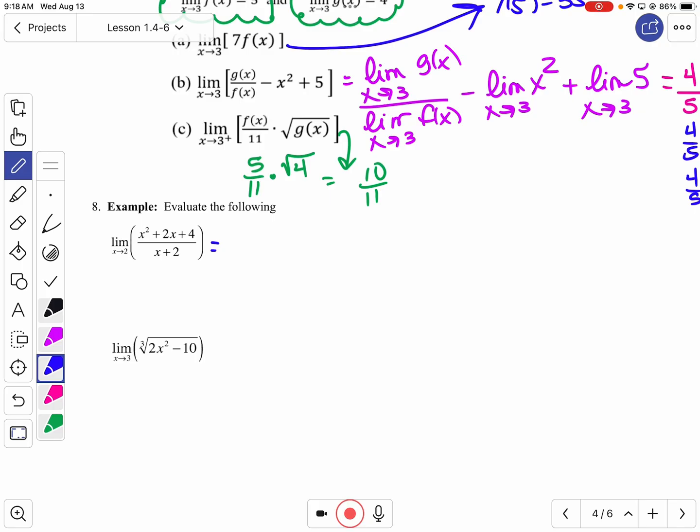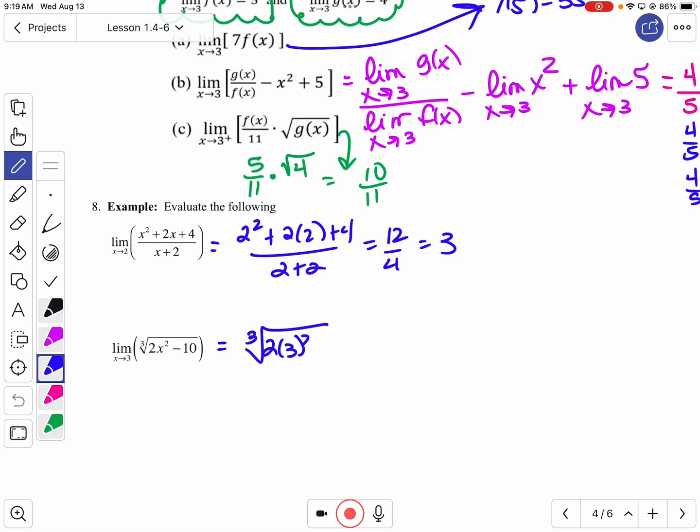All right, so on the first one, we're just going to plug in the 2. All right, direct substitution. So 2 squared plus 2 times 2 plus 4 over 2 plus 2 should give me 12 over 4, which is 3. Okay? Likewise, we do the same thing for the second one. We just plug in direct substitution. They give me a function. We plug in that x value. So I get the cube root of 2 times 3 squared minus 10. Just do your arithmetic right. All right, 18 minus 10. So the cube root of 8, which is 2. Okay? So as long as we plug in and life is good, fantastic.